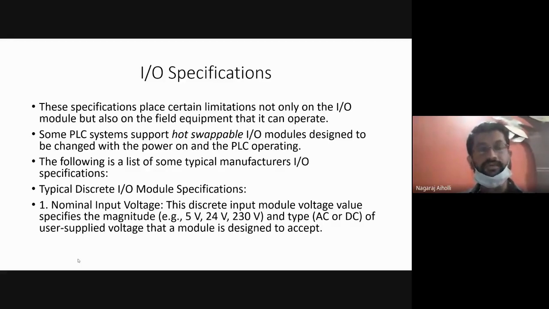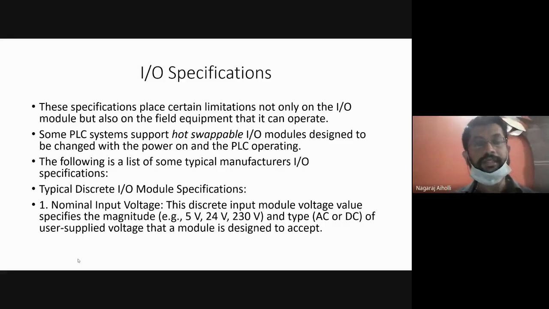The following is a list of some typical manufacturers' I/O specifications. These are the specifications provided by the manufacturer. What are these specifications? Let us go through. Typical discrete I/O module specifications. The first specifications that I will be highlighting here are for discrete I/O modules, that is, for digital I/O modules.